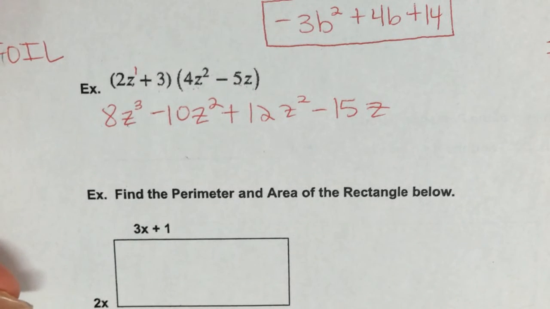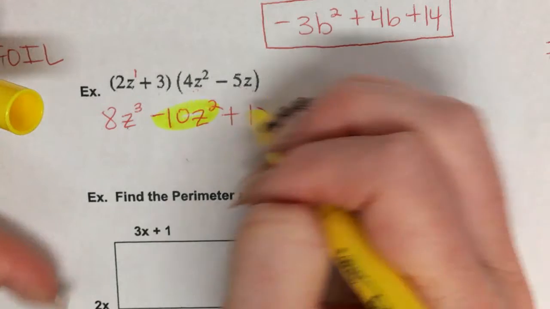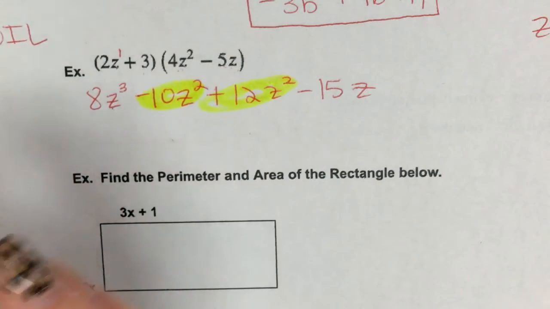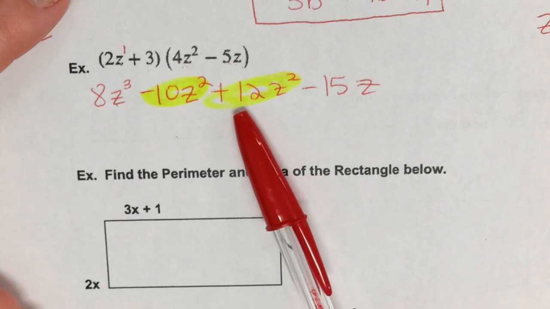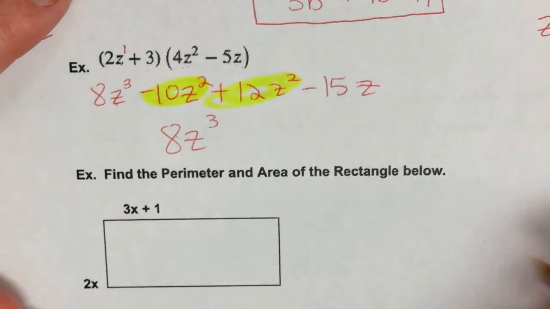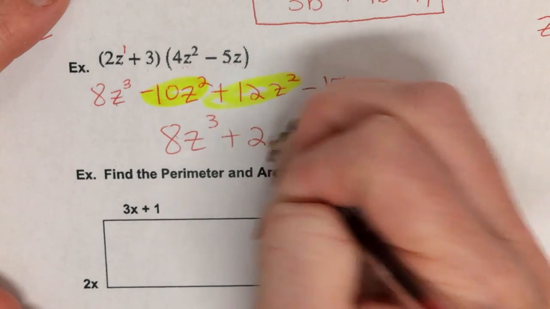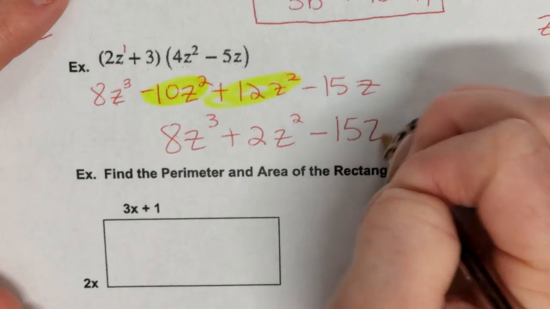Is there anything that has a like term that I can combine? This one with this one. So what's negative 10 plus 12? Positive 2. So I have 8z cubed plus 2z squared minus 15z.